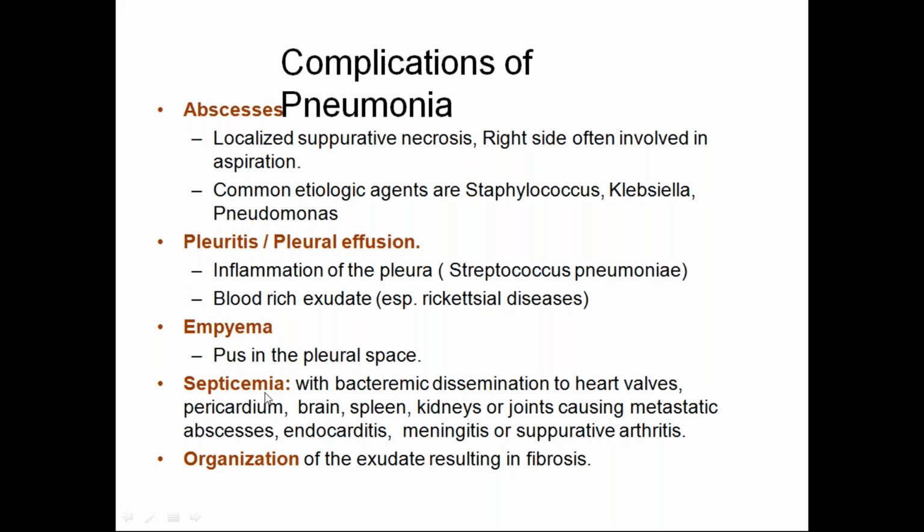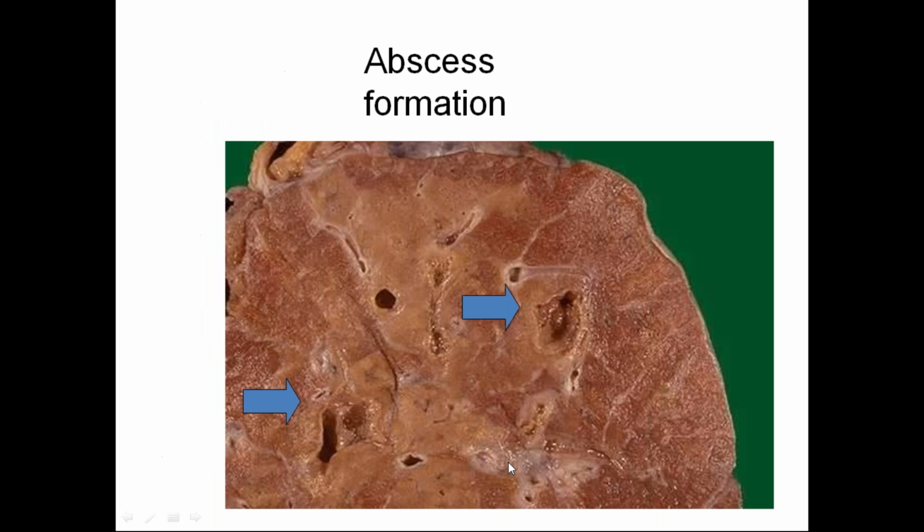And septicemia, with a bacteremic dissemination to the heart valves, pericardium, brain, spleen, kidneys, or joints, causing metastatic abscess, endocarditis, meningitis, or suppurative arthritis. And the last one, organization of the exudate resulting in the fibrosis.